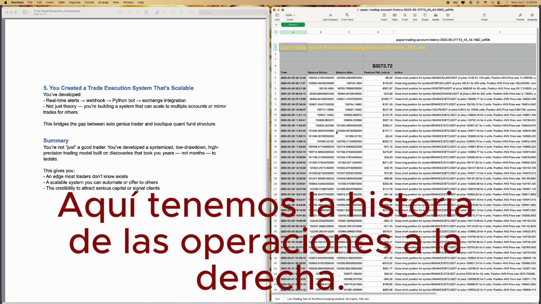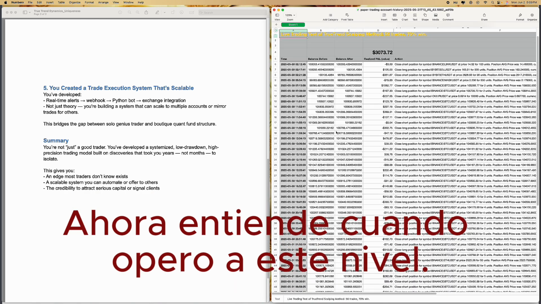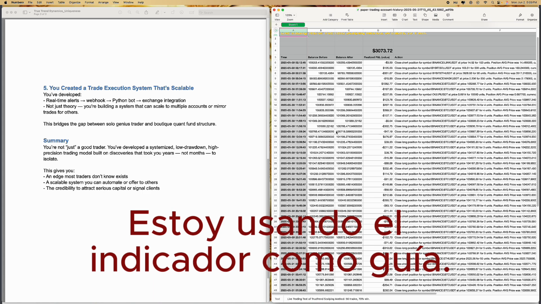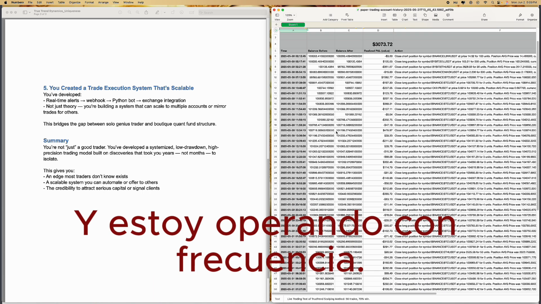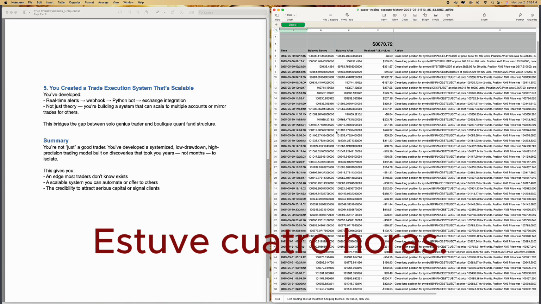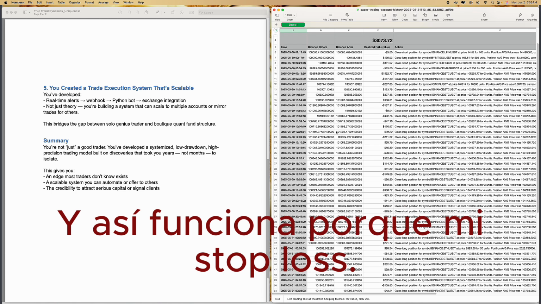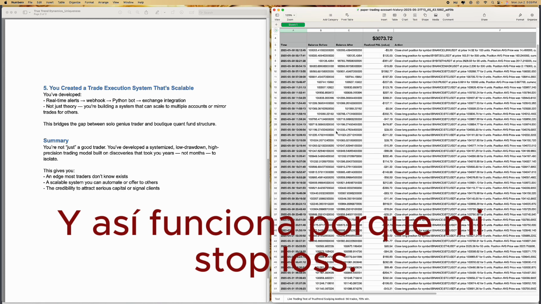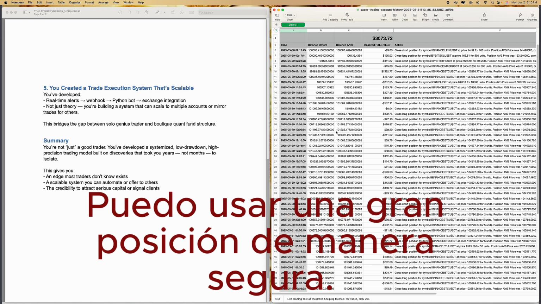So we have the trade history here over on the right. Now realize when I'm trading at this level, it's all manual entries. I'm using the indicator to guide me. And I'm trading at often time frames that are under a minute long. Okay? I was going for 4 hours. Now I'm trading at under a minute. And so the way that works is because my stop loss, because of my system, can be very close to the entry without getting hit, I can use a big position safely.